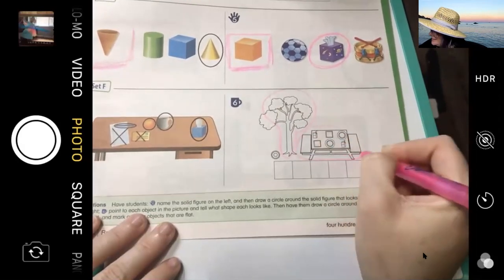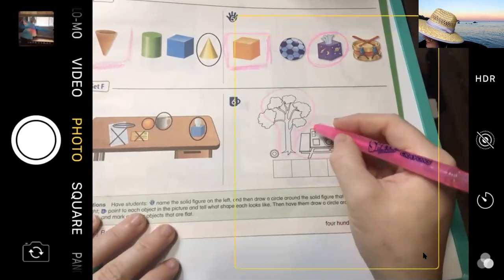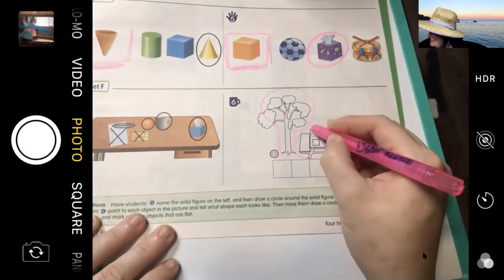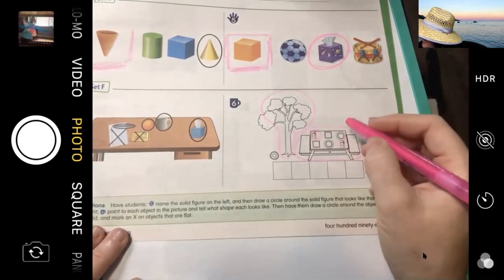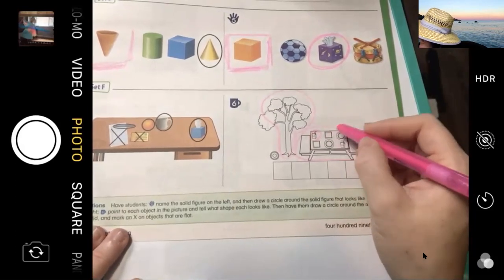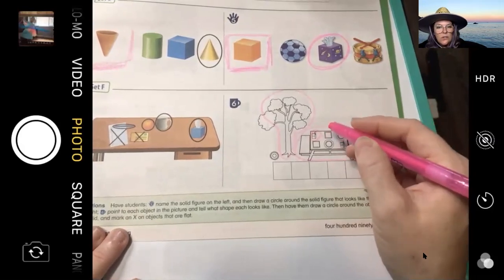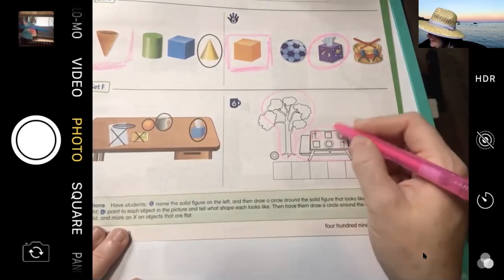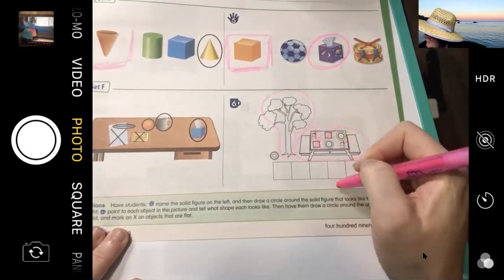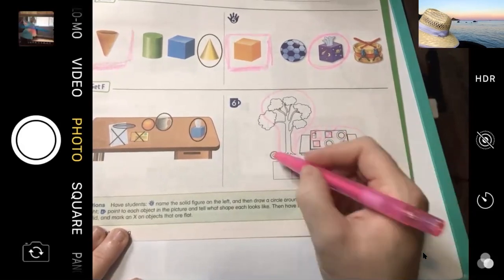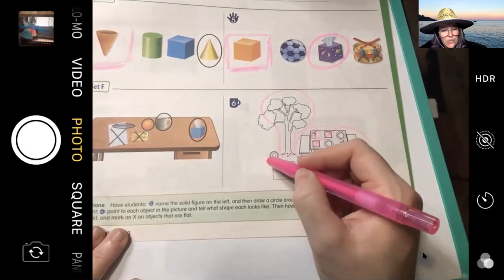Definitely 3D. And what about the juice box? Definitely 3D. There's a couple juice boxes there, aren't there? What about the napkin here? Yeah, napkins are 2D. And I'm thinking this might be a tire. I'm not really sure what this is.